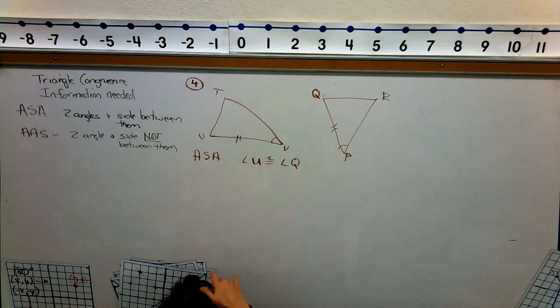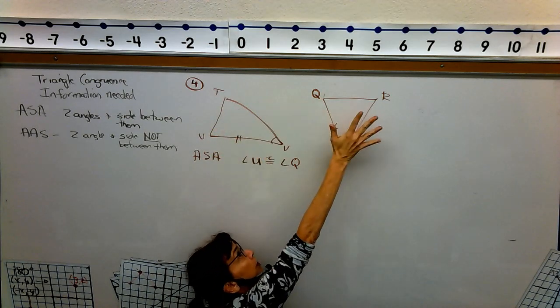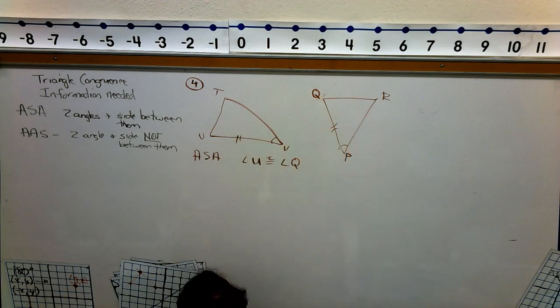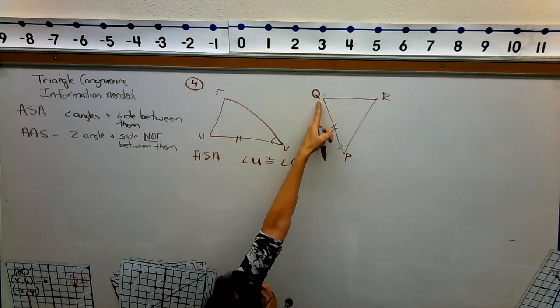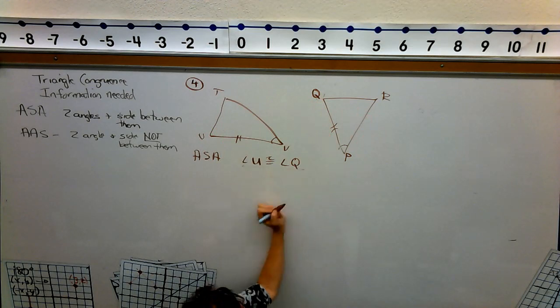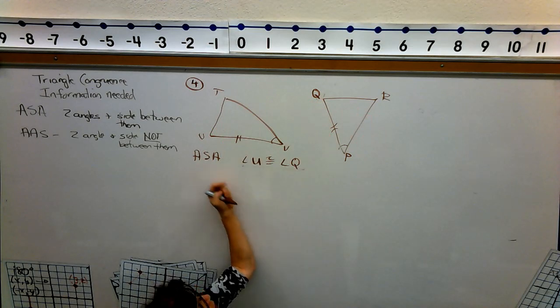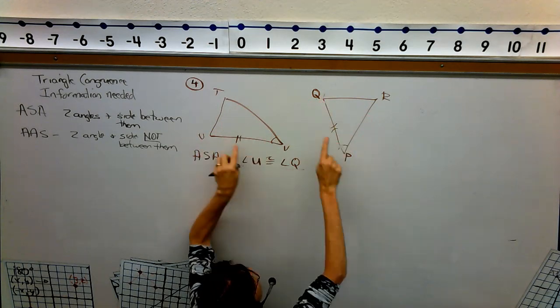Okay, so imagine this rotates up here. See how I could set it right on top of that? The things that you set on top of each other are the stuff that's supposed to be congruent if the triangles are congruent, right? So that means that U needs to be congruent to Q. That's the third bit of information we need to prove it congruent by angle, side, angle. That would give us two angles and the side in between them.